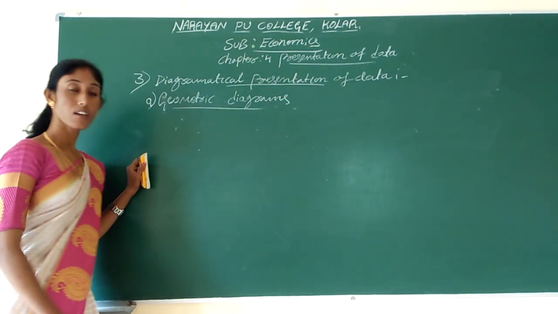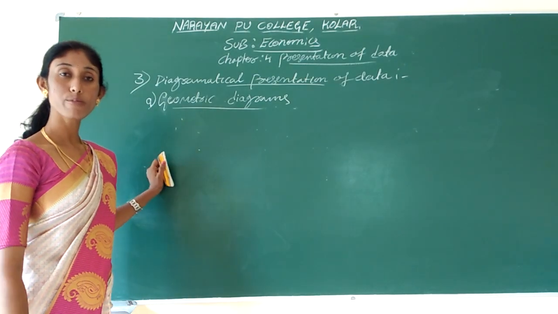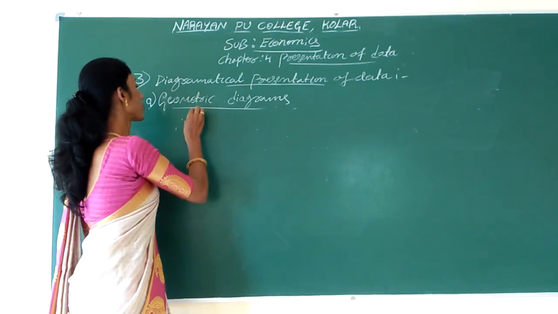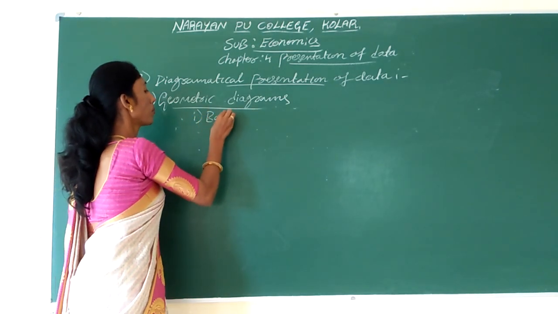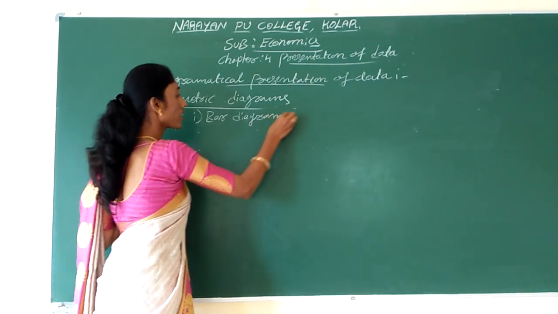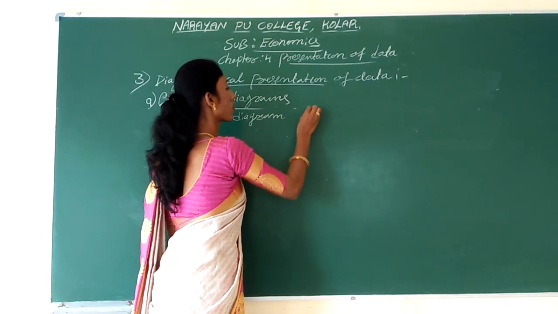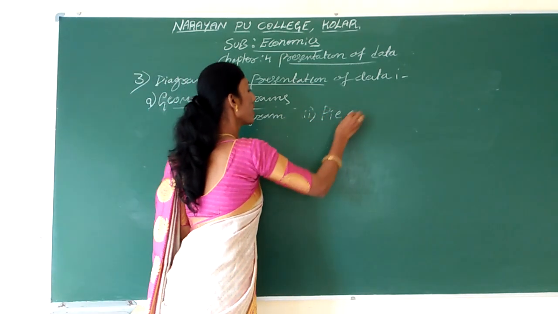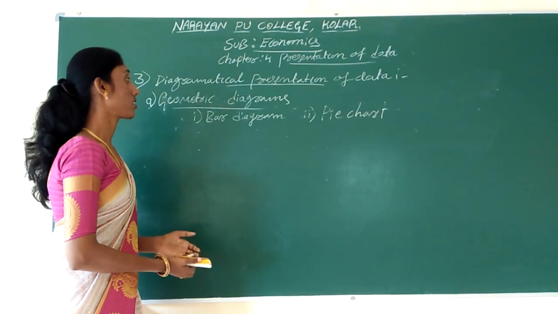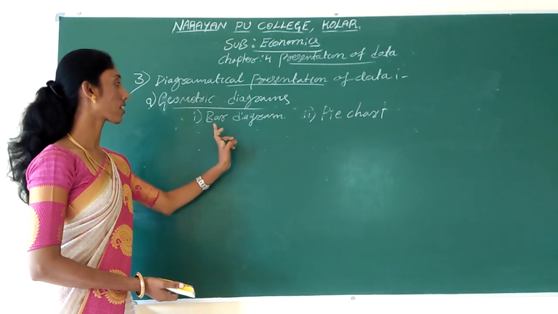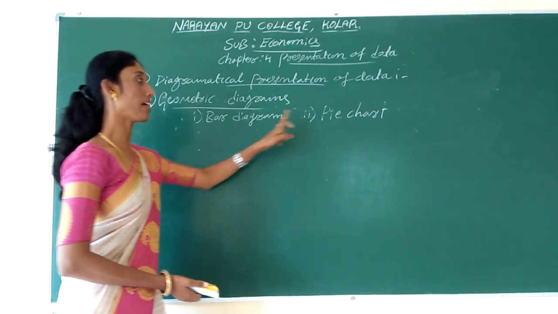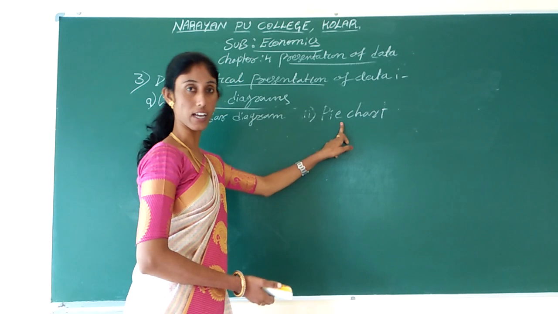Geometric diagrams. Here, the geometric diagrams, again we are going to bifurcate into two parts. One is bar diagram, and second one is pie chart. Maybe you are studying this in your 10th. The geometric diagrams, again we are classifying into two: one is bar diagram and second one is pie chart.